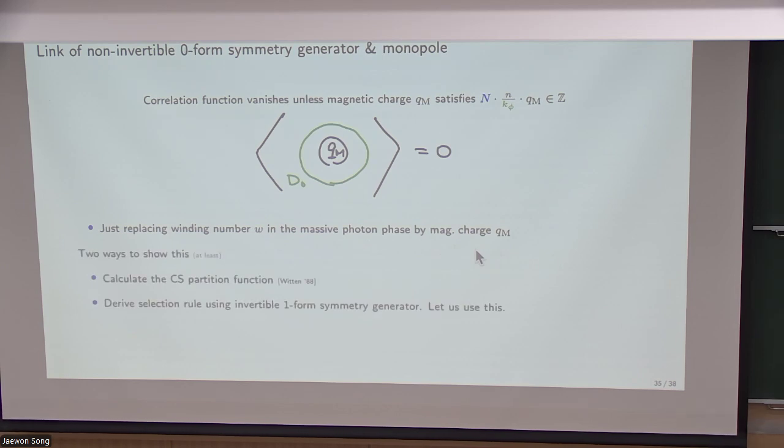There are two ways to show the vanishing of the correlation function. One is to calculate the Chern-Simons partition function, and the other is to derive the selection rule using the invertible one-form symmetry generator. Let us use this option, since in this option the physical meaning will be clearer. To derive the selection rule, the induced charge on the domain wall will be important. So let us calculate the induced charge.